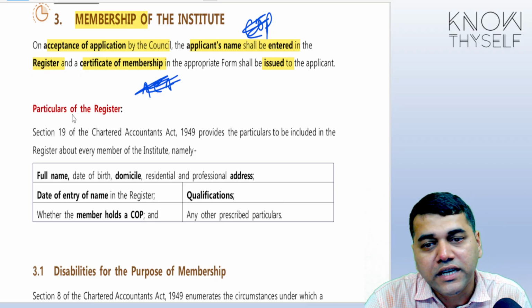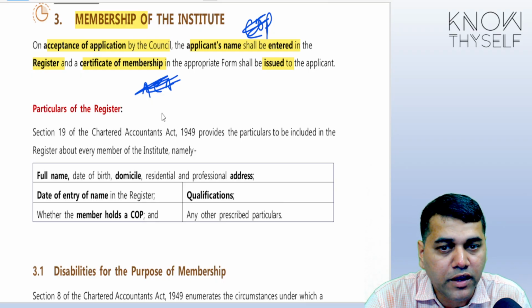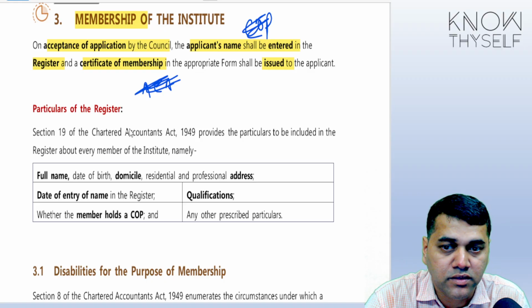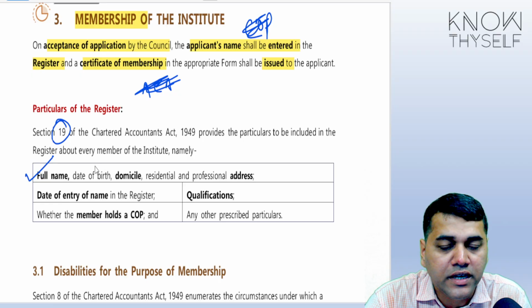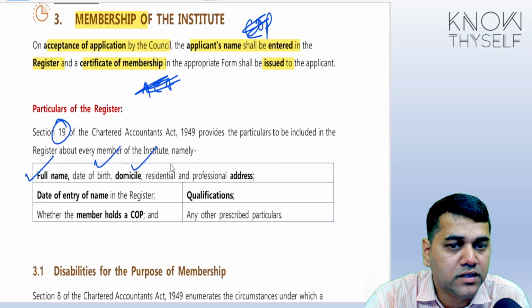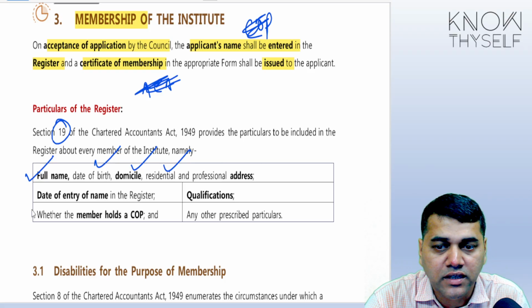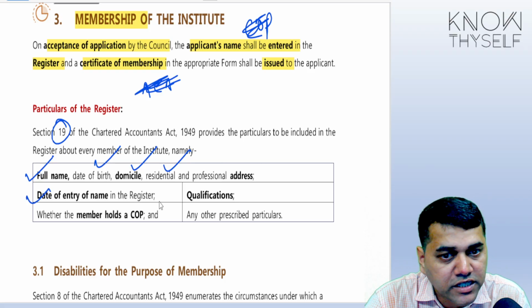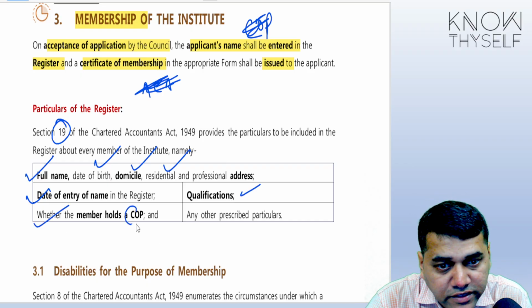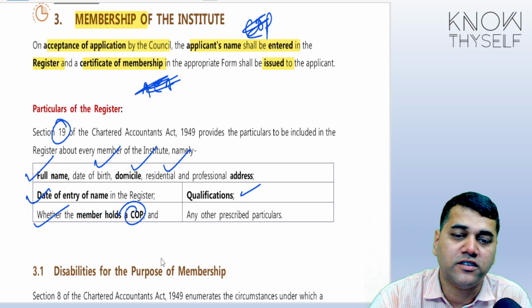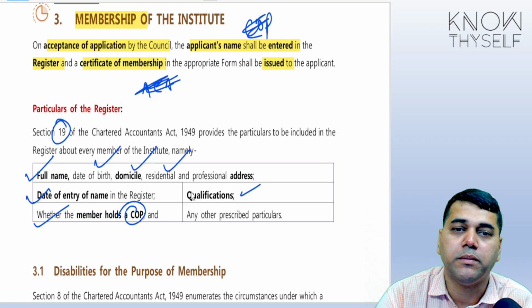Now, what should be entered in the particulars of the register? Because we have something called a register of members. Section 19 of the CA Act says that you should enter your full name, date of birth, place of birth, residential and professional address, date of entry in the register, your qualifications, and whether you are holding COP or not. So these matters have to be recorded in the membership.